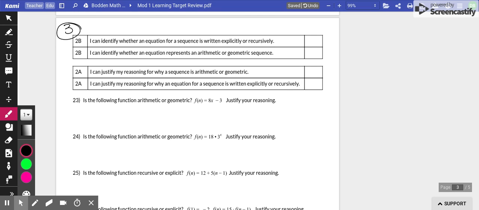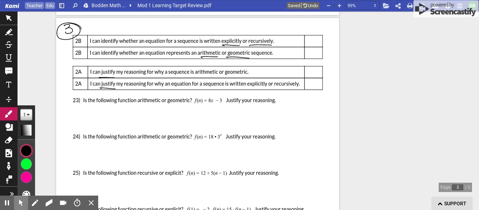Okay, this is a continuation of the Mod 1 review of the learning targets. We are now on page 3. So the learning targets on page 3 read, I can identify whether an equation for a sequence is explicit or recursive. I can identify whether an equation represents arithmetic or geometric. I can justify my reasoning for both.